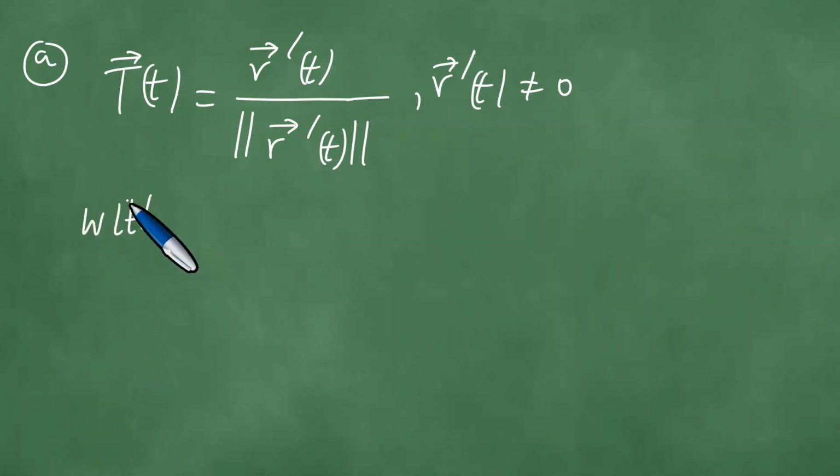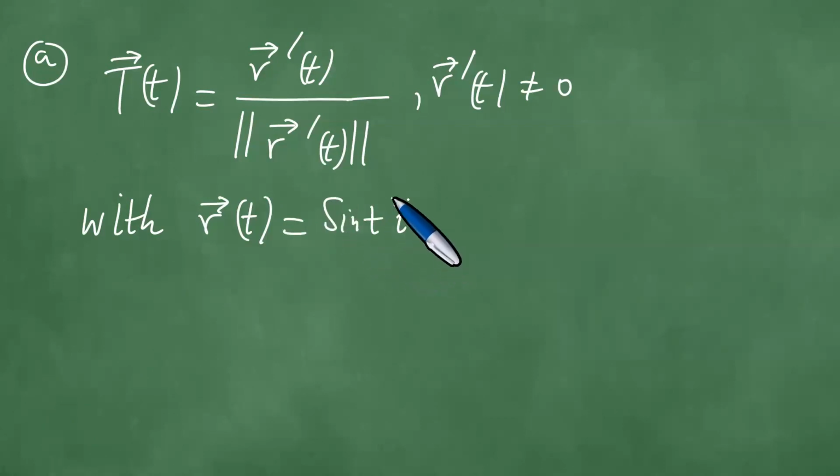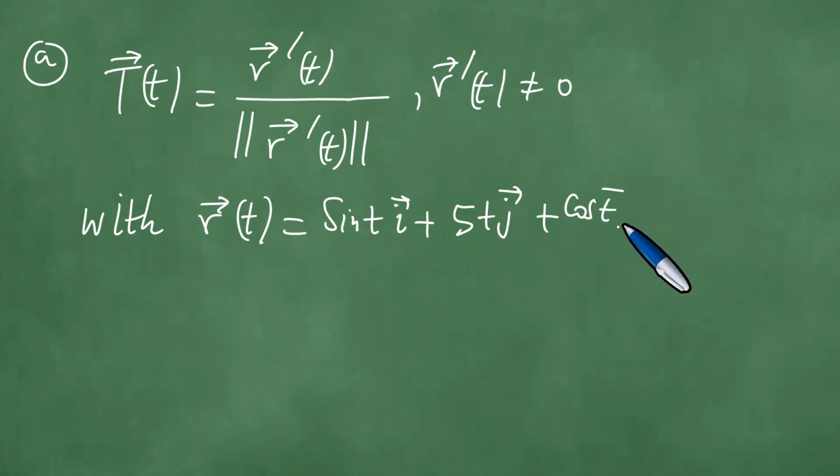With the vector r of t equal to sine t i plus 5t j plus cosine t k. And so on, this is at t equals 0.